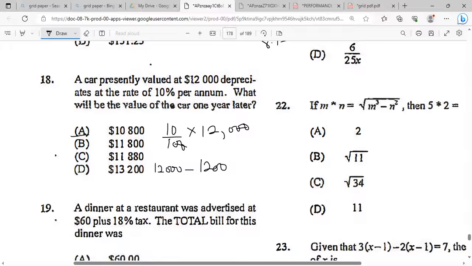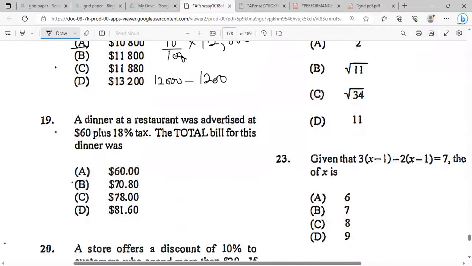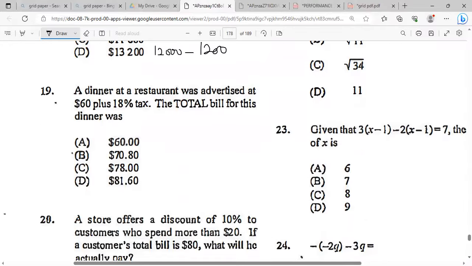All right, number 19 says a dinner at a restaurant was advertised at $60 plus 18% tax. The total bill for the dinner was... so we want to see what it's going to be increasing by 18%. So let's find 18% of 60 now. Percent means out of 100.